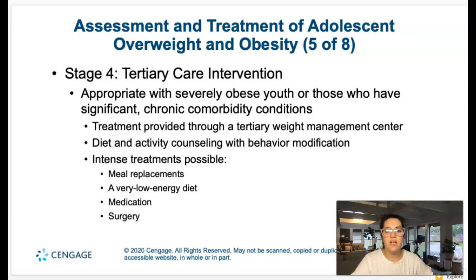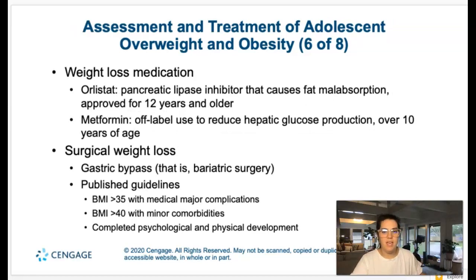So these interventions are going to deal with a low-calorie diet, meal replacements, and sometimes medication or surgery in really extreme circumstances. So I'm going to explain some of these medications and bariatric surgeries.